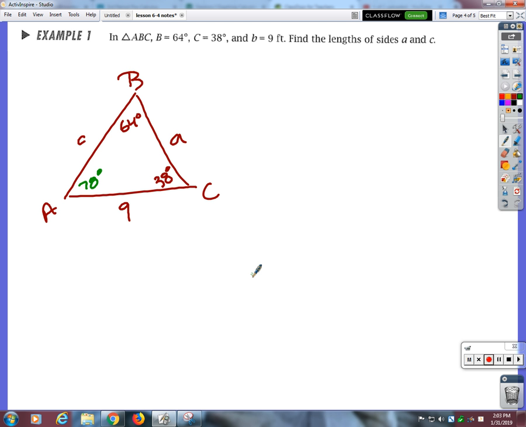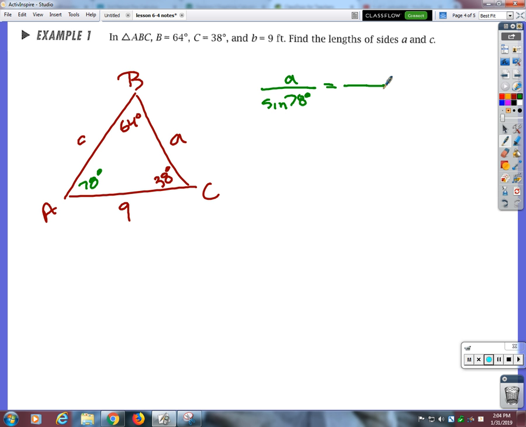Would you like to find side A or side C first? A. All right, so the law of sines says if you take the side divided by the sine of the angle opposite that, it equals the sine of 78, because those two things are across from each other. So notice that we did need to find that 78-degree angle in order to do this.